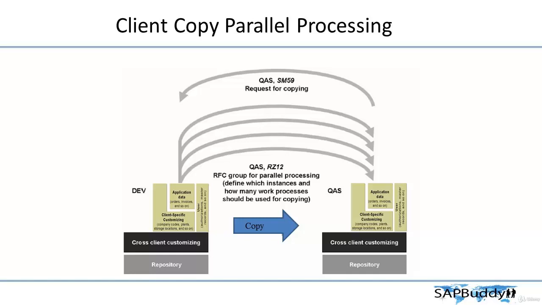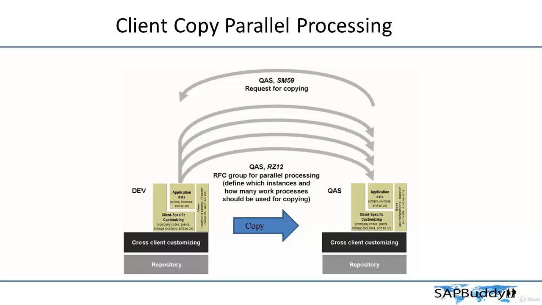So with this, we can specify the number of processes we should use for the client copy process. Using SM59, we can create RFC destinations, which we already know. Using SM59 we can also create an RFC group. Otherwise, we can use the transaction code RZ12 to create these RFC groups. Using SM59, we will create the RFC destination, then use RZ12 to create the RFC group, so that it can increase the speed of your entire client copy process.